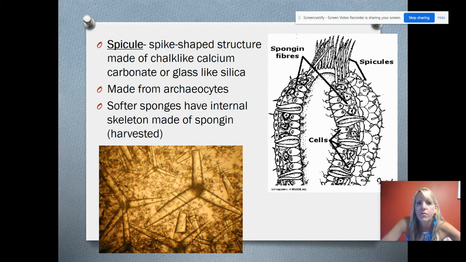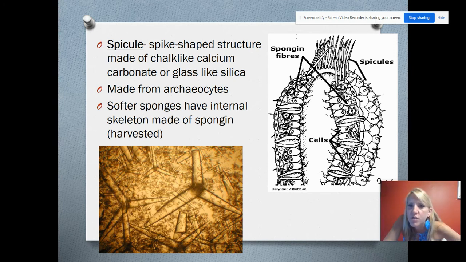The spicules are made from archaeocytes. I'm saying that correctly. The softer sponges are the ones that, because you can buy sponges at a store, all natural sponge, right? People use them to wash their cars or their bodies. Do you think those have spicules in them? They don't. No, because do you want to wash your body with shards of glass embedded in a sponge? No, you don't. But a lot of them do.